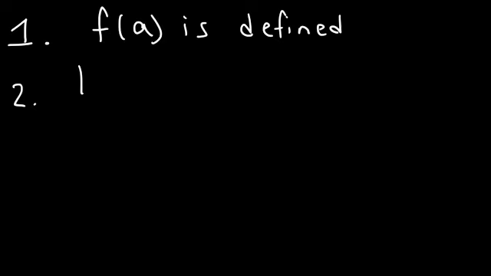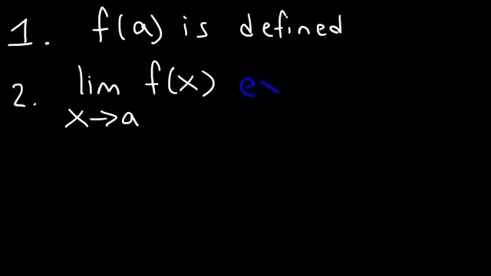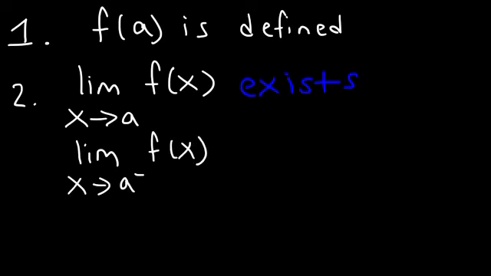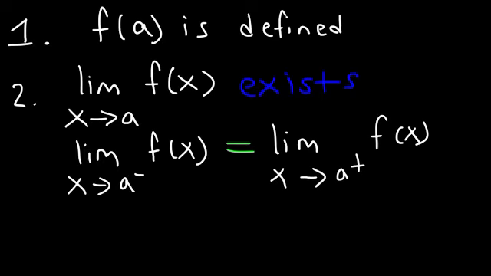The second step is to show that the limit as x approaches A of f of x exists. Now, how do we do that? How do we show that this limit exists? Well, you need to show that the left side limit, the limit as x approaches A from the left side, is indeed equal to the limit as x approaches A from the right side. Only under those conditions will the limit exist.